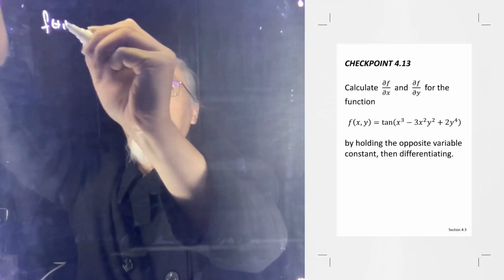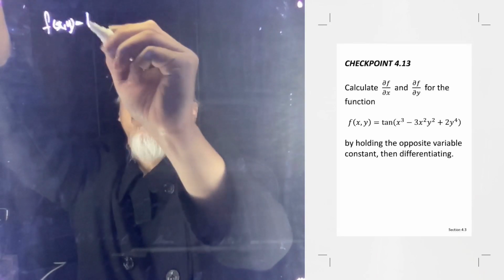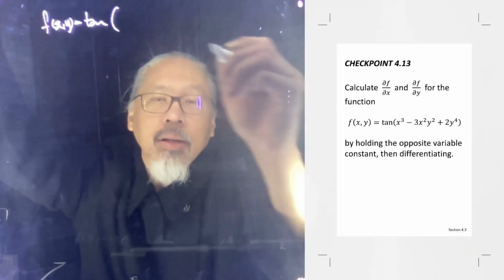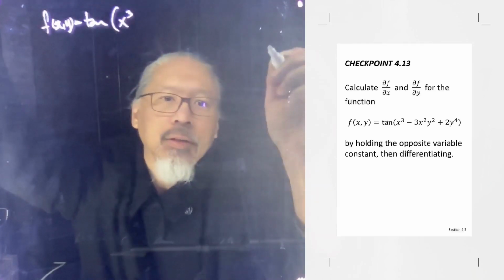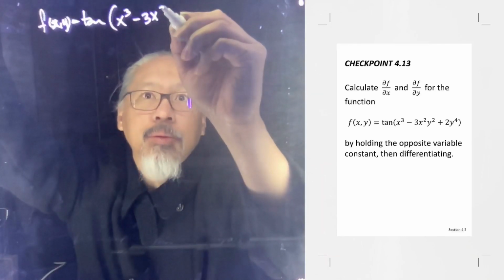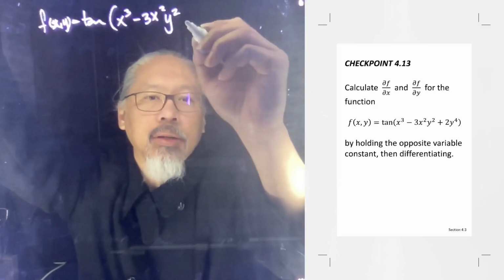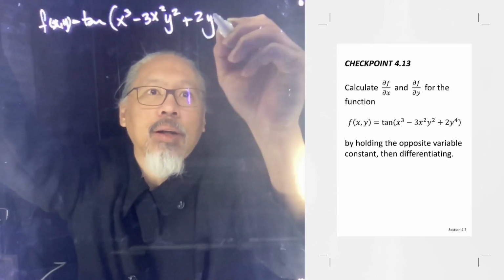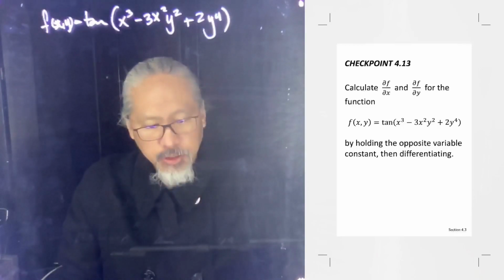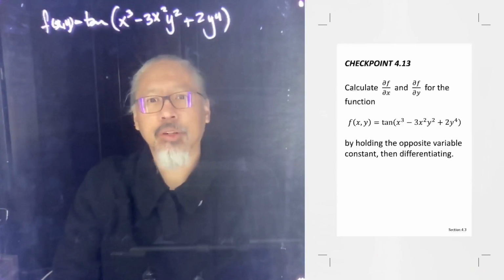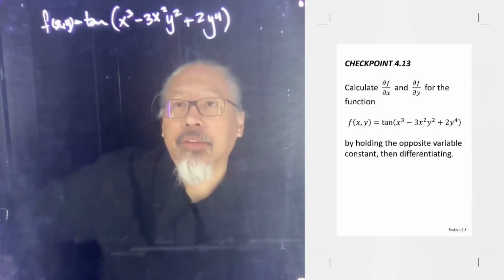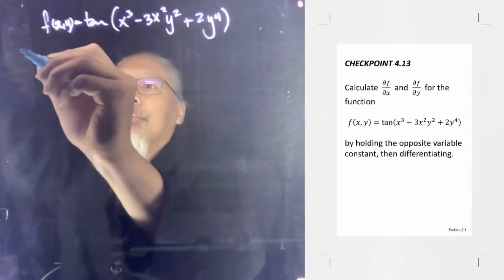f of x, y is equal to the tangent of x cubed minus 3x squared y squared plus 2y to the fourth. And the way to take the partial derivative with respect to one variable is to hold the other variable constant and just take the derivative with respect to whatever variable you're dealing with.